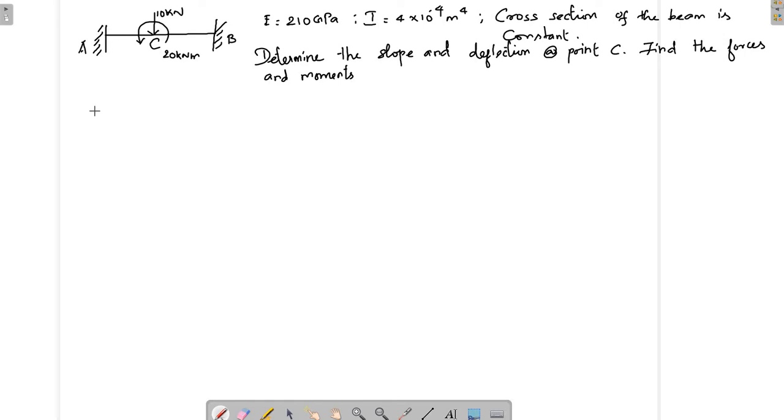This is an example problem we are going to solve in beam analysis. So the beam is supported on both ends and the loads are given: one point load at the midpoint and one moment also acting at the midpoint C. Each span in between the loading points is 3 meters.